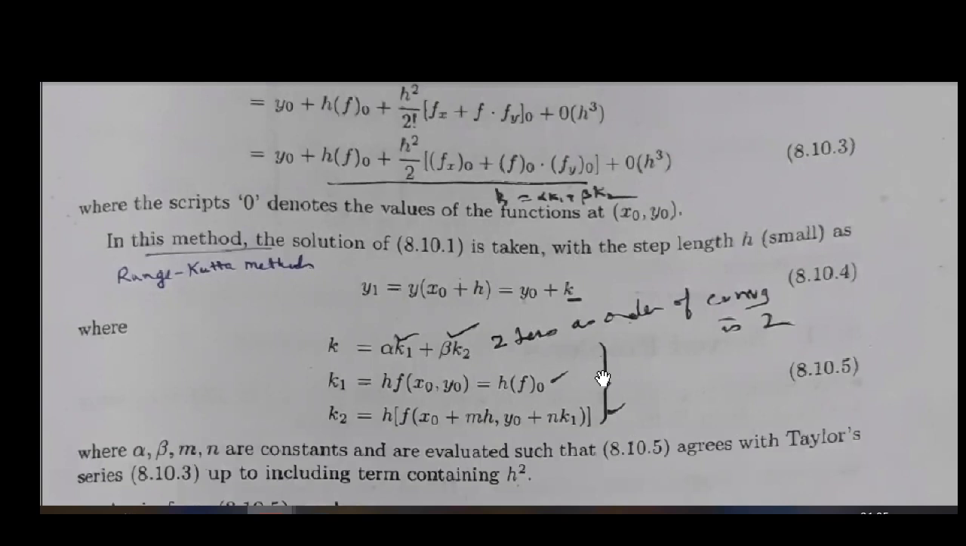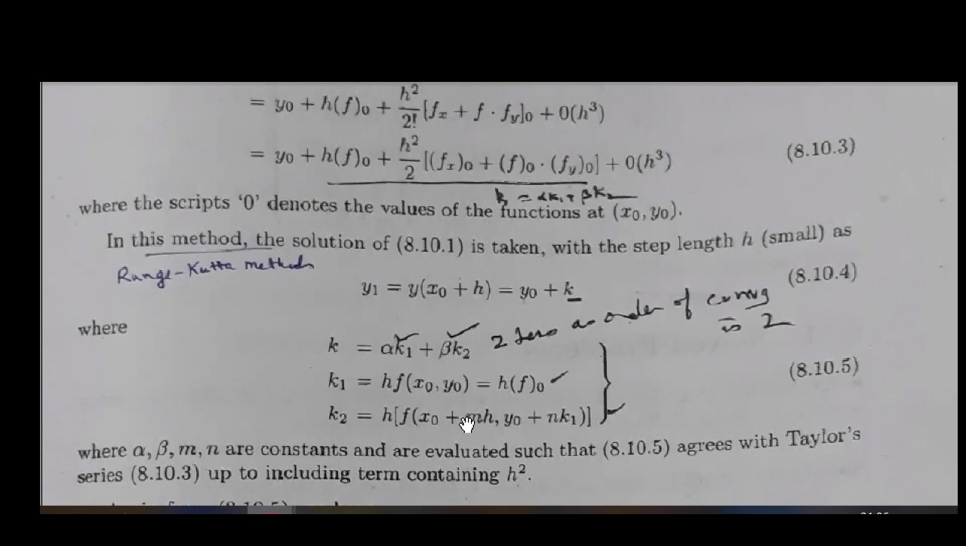Now this k I can decompose or break in this form, alpha k1 plus beta k2, where k1 is of this form: the functional value at x0, y0 multiplied with the step length, and k2 is of this form, again the step length multiplied with the functional value at some other point, x0 plus mh, y0 plus mk1. So in k2 you are using the k1. The Runge-Kutta method breaks k into two parts, and in one part I will be using the other part, because k1 you have just used in the first part, and you are using it here.